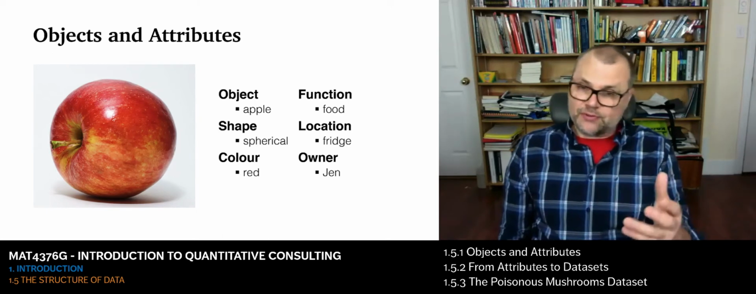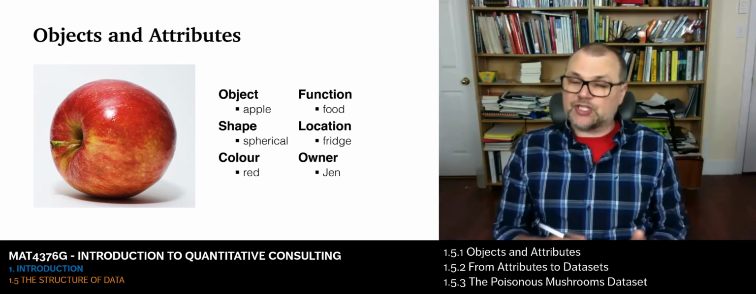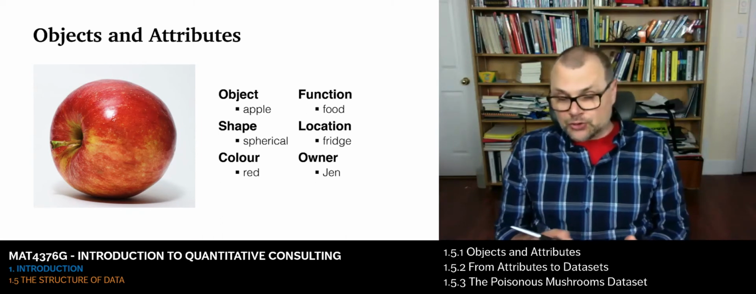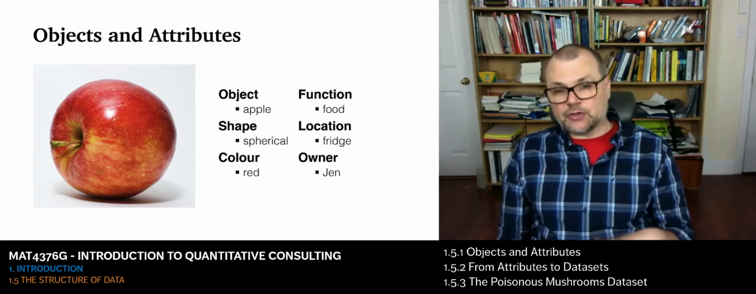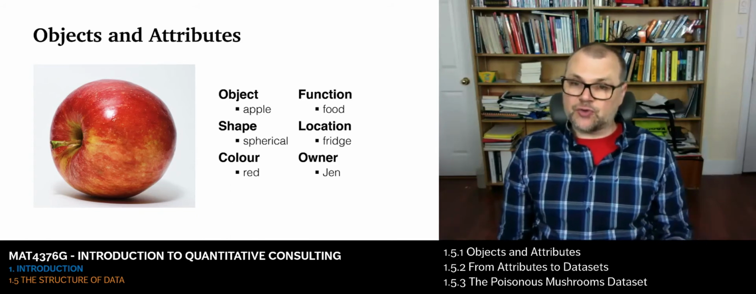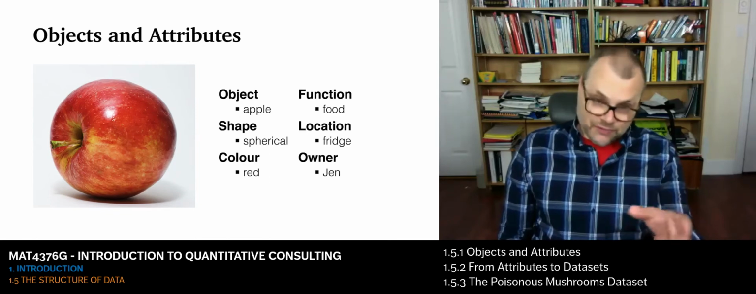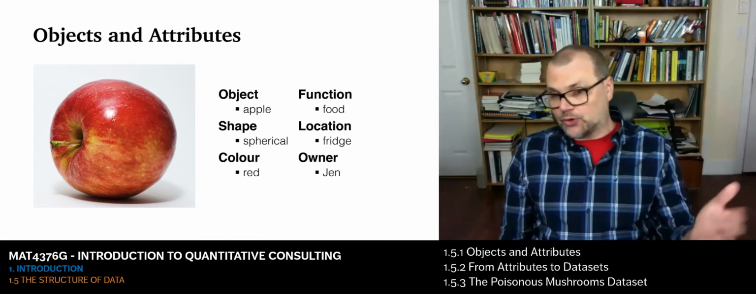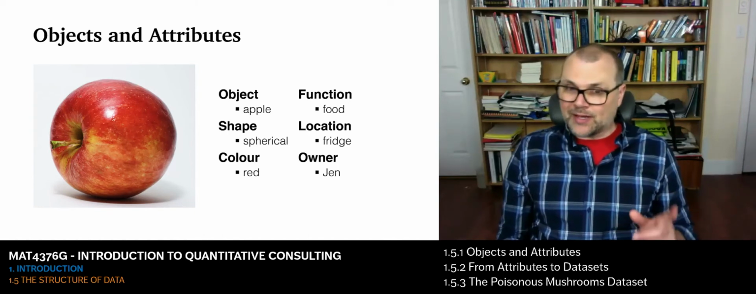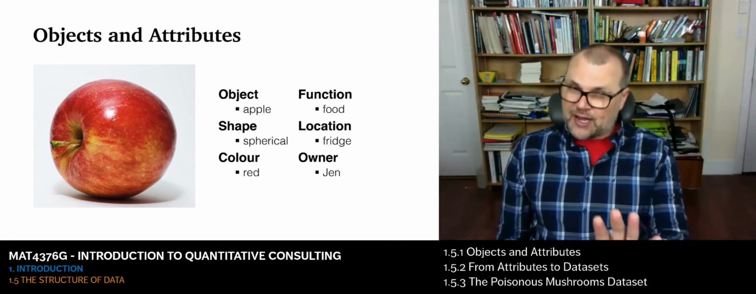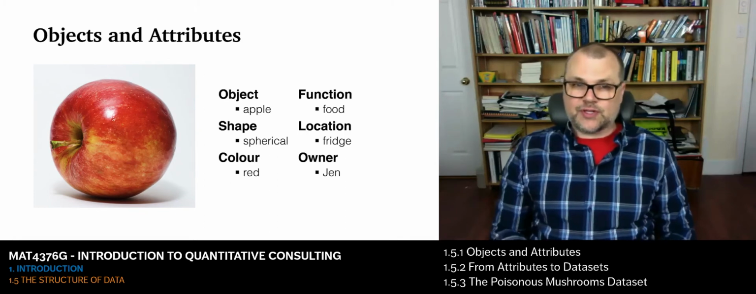And when it comes to the features, it's pretty straightforward. We just list or measure or record the actual feature. For instance, the shape is spherical, the color is red, the function is food, the location of that specific apple is in the fridge, and perhaps the owner is Jen. Right? Well, I'm going to have to ask you to think about this for a second.